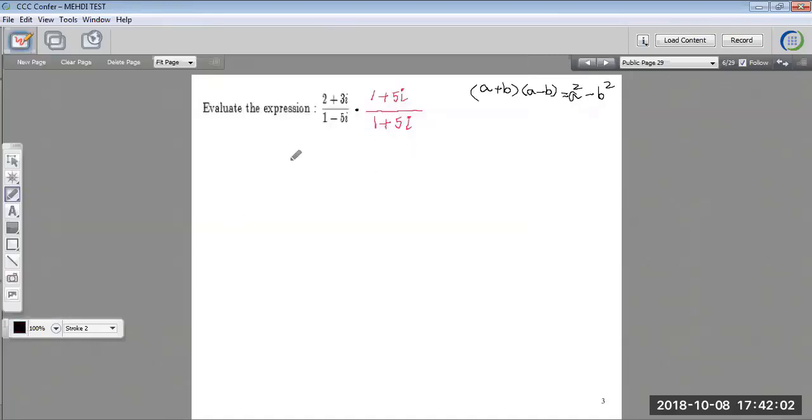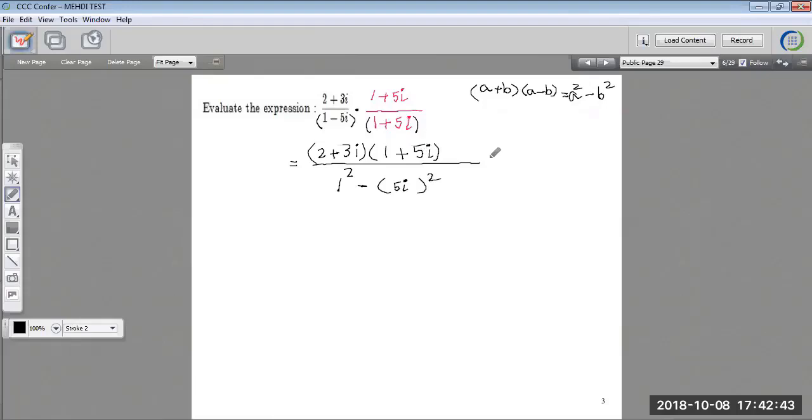So let's see what we get. At the bottom of the fraction, I have a minus b times a plus b. You know, it's equal to a squared minus b squared. My a is 1, so it would be 1 squared minus my b is 5i, put 5i squared. All right. Now the top of the fraction, we would get 2 plus 3i times 1 plus 5i. We don't care if you get i at the top of the fraction or if you get a radical at the top of the fraction, not the bottom.